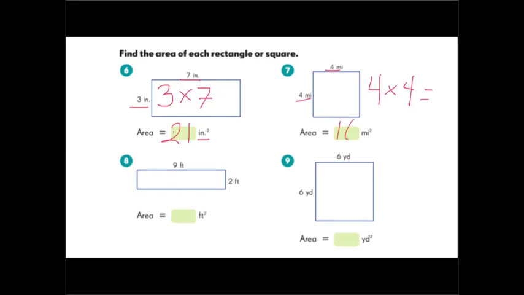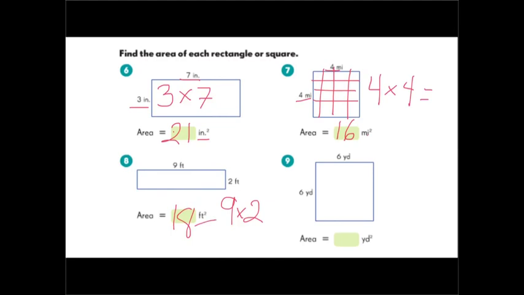Please do number 7 right now. And we'll get 16 miles squared. That would be the same as if we drew in the little squares and counted them up. 1, 2, 3, 4, 5, 6, 7, 8, 9, 10, 11, 12, 13, 14, 15, 16. Both of these ways get us to 16 miles squared. Please do number 8. Number 8, as you can guess, is 9 times 2, or 18 feet squared, or 18 square feet.